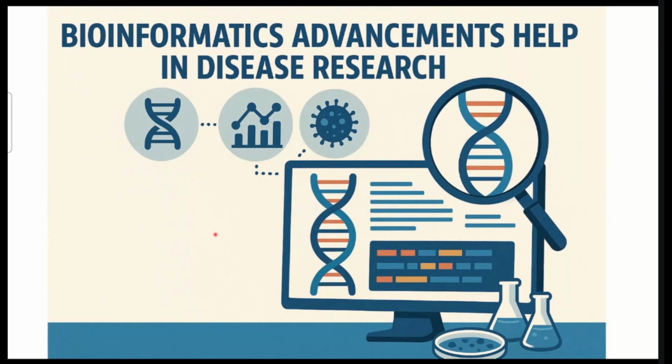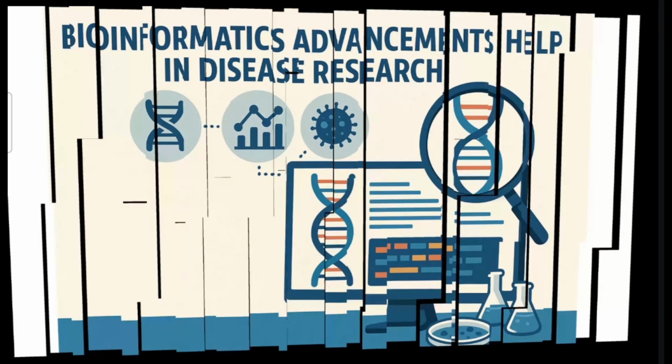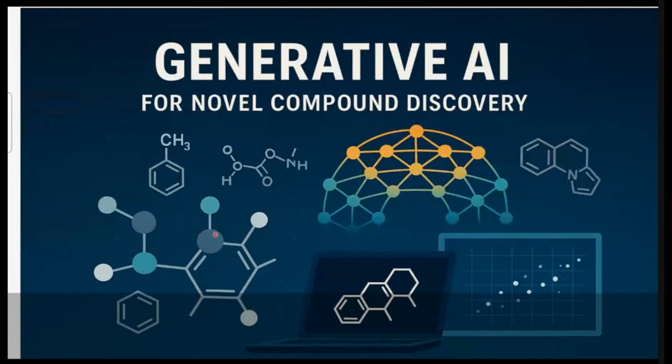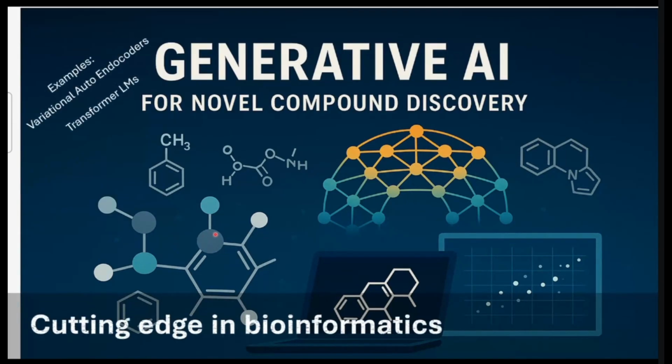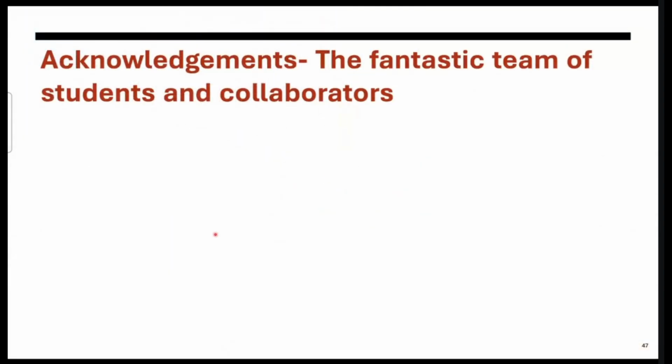We have so much computational power now, and using these bioinformatics advancements, we can identify novel related proteins and genes which can be used later in translational approaches. Of course, right now the cutting edge is generative AI, which uses various algorithms like variational autoencoders and transformer language models to identify novel compound libraries by getting trained on known compounds and predicting novel compounds which don't exist. That is the cutting edge in bioinformatics right now. And this brings me to the conclusion.